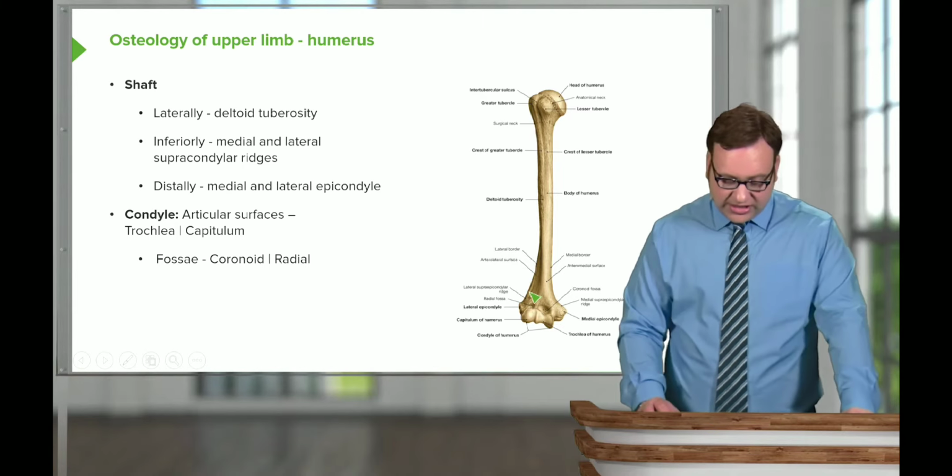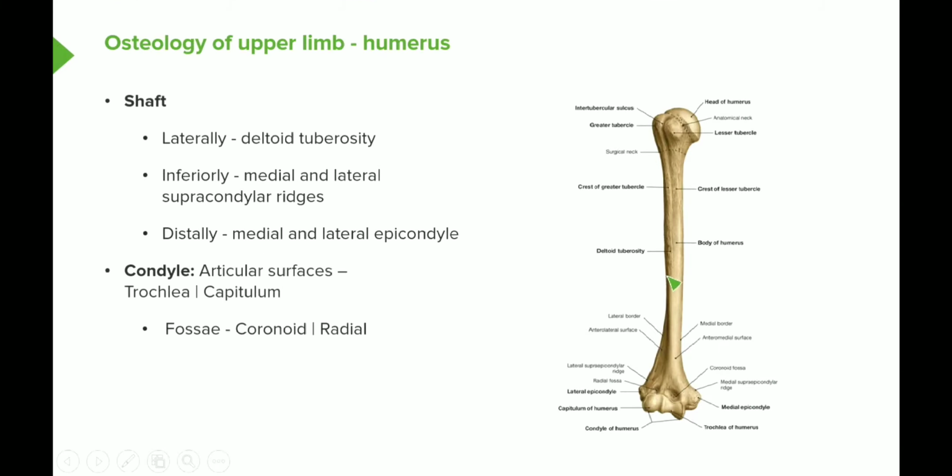We can also see on the lateral aspect, again, we've got the head here, so this is the medial aspect. On the lateral aspect, we have a groove here, and that is known as the deltoid tuberosity. And that's the attachment site for the deltoid muscle. So the deltoid muscle attaches to the deltoid tuberosity we can see here.